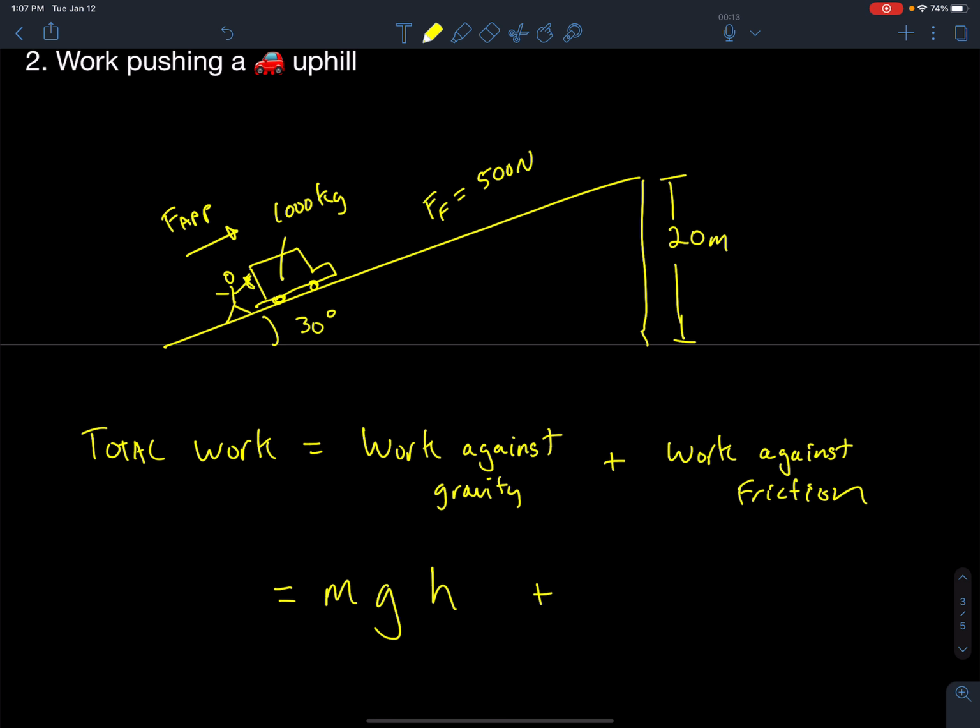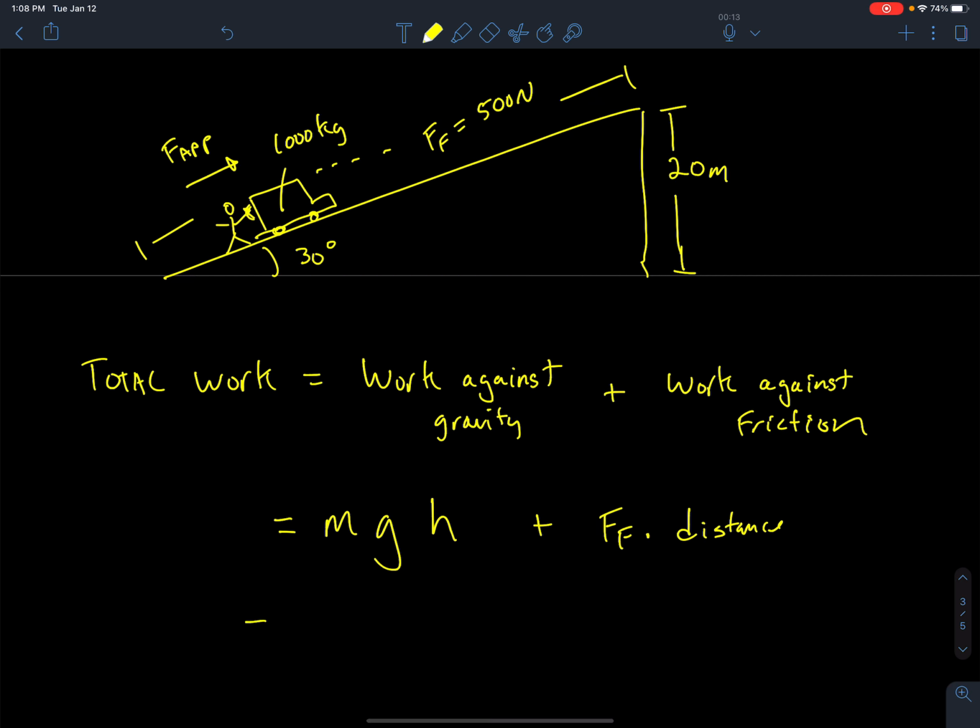And then the work against friction is going to be the force of friction times the distance. And that distance is this distance over here. So already I can see a little bit what I'm going to have to do. As I continue, I'm going to plug numbers in. So 1,000 kilograms times 9.81 times 20 meters plus, now here the force of friction we said was 500 newtons. They gave that to me in the problem.